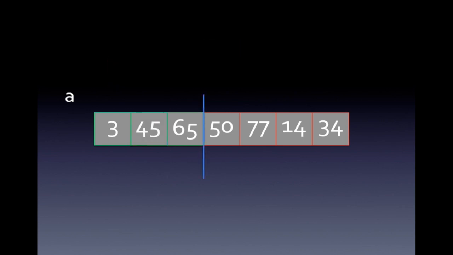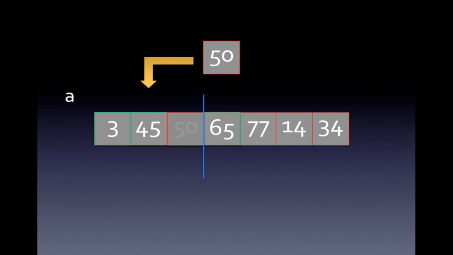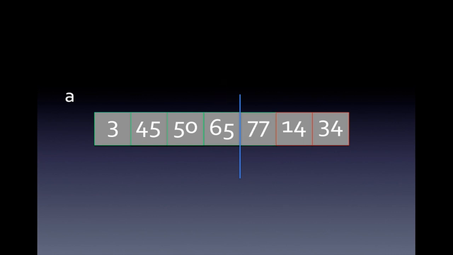And now we move to the next integer. 50 is less than 65 but greater than 45, so it will be inserted between 45 and 65. Now here, 77 is greater than 65. This means that it is already in order, so therefore we don't have to change its position, and it automatically becomes sorted. Now moving to the next integer.